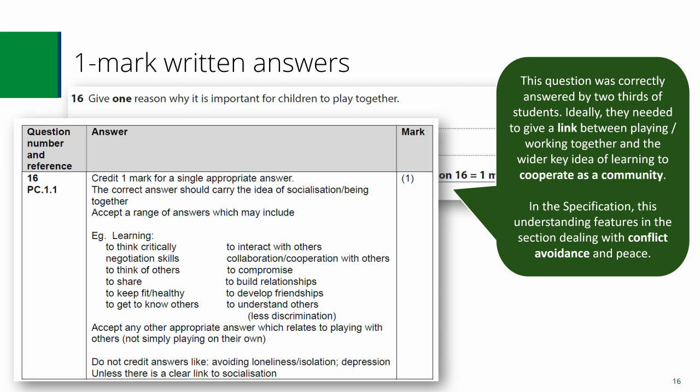Here are the kinds of answers that we were looking for. And you'll notice there's a strong emphasis here on building relationships, developing friendships, getting to know others, moving from being an individual to being part of a community. And some answers were disallowed, particularly those that simply said, well, it's fun, it's better than being on your own. The better answers, and we have to draw a line somewhere, were those that explained a little bit about the importance of friendships and relationships.